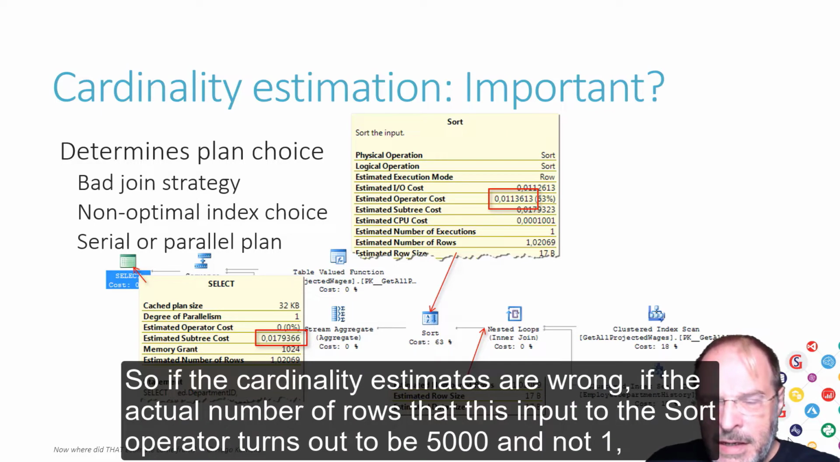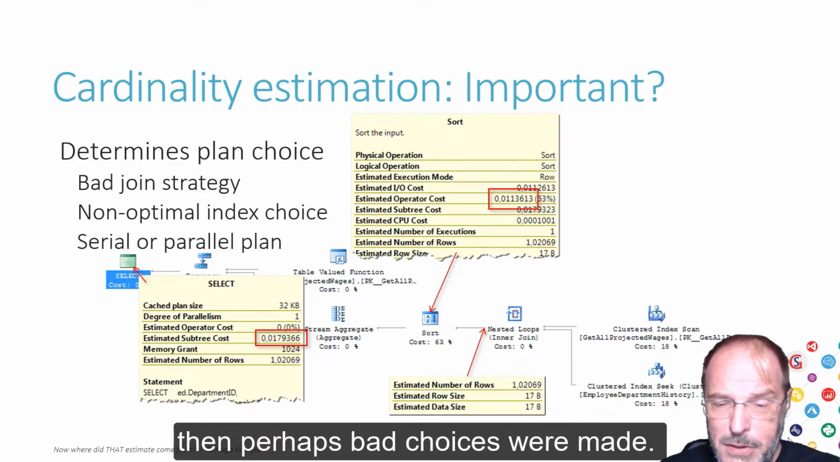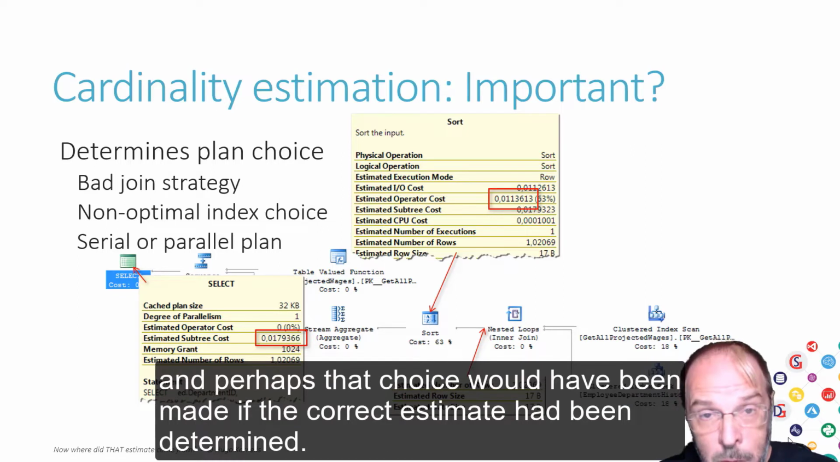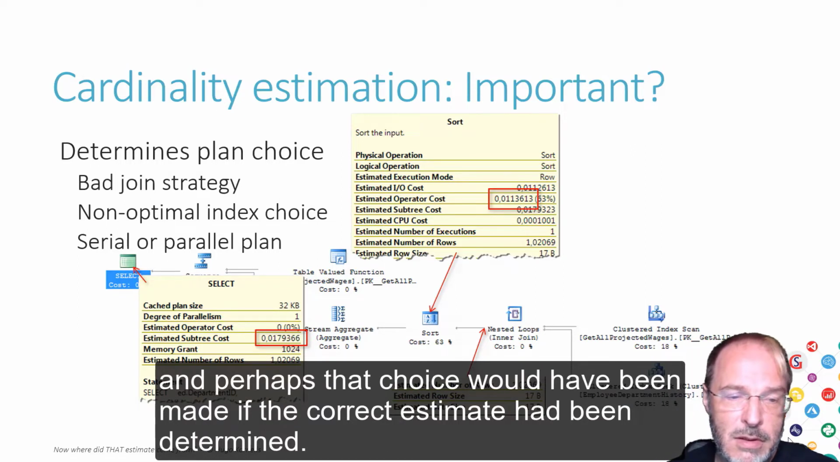So if the cardinality estimates are wrong, if the actual number of rows that is input to the sort operator turns out to be 5,000 and not 1, then perhaps bad choices were made. Perhaps the nested loops operator was a bad choice. Perhaps a merge join or a hash match join would have been a better choice, and perhaps that choice would have been made if the correct estimate had been determined.